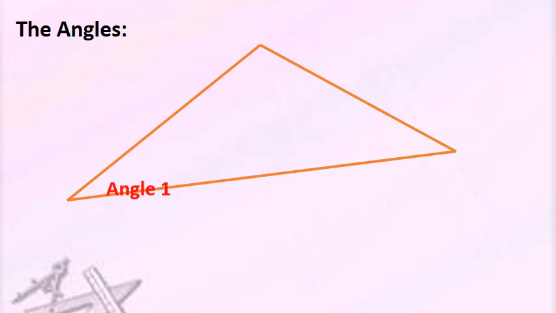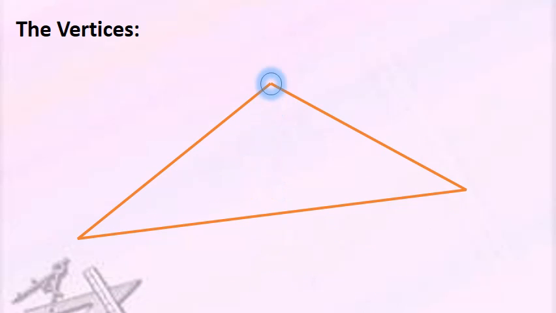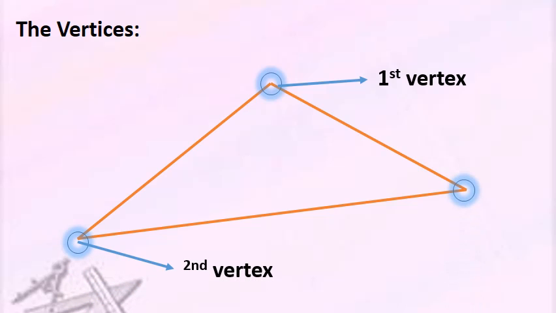Now the angles. This is the triangle, so this is angle 1, this is angle 2, and this is angle 3. Now the vertices. This is the triangle, this is the first vertex, this is the second vertex, and this is the third vertex. Again, the singular word for vertices is vertex. So one vertex, and all of these are 3 vertices.